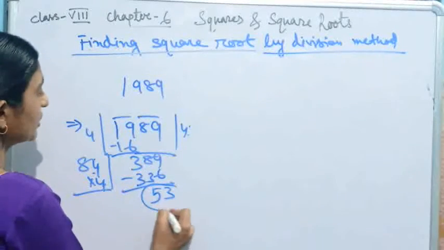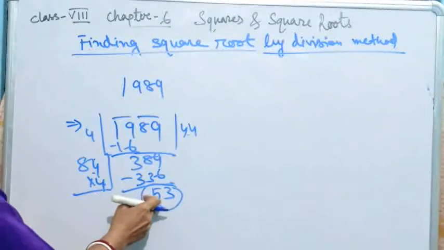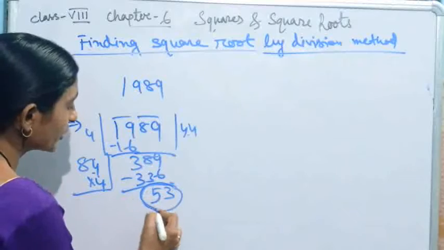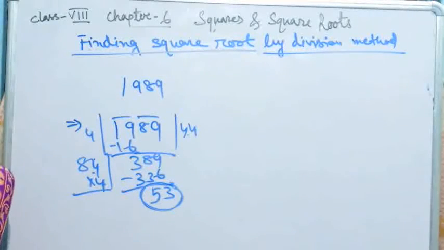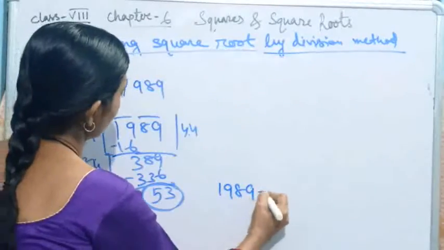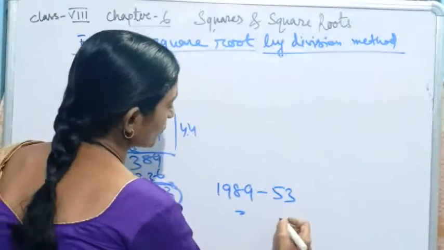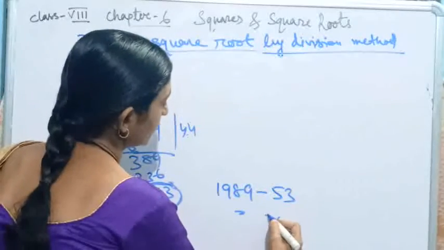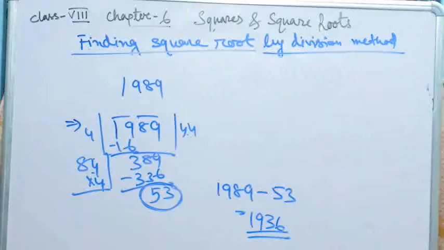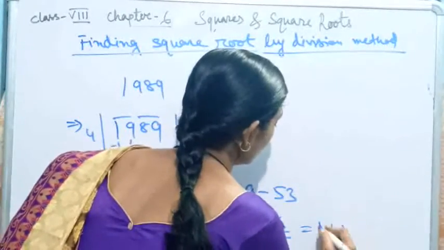So to make this number a perfect square, we have to subtract 53. If this 53 is not there, it will become a perfect square. If I subtract 53 from 1989, what will I get? It will become 1936, which will be a perfect square. Whose square will it be? It will be the square of 44.